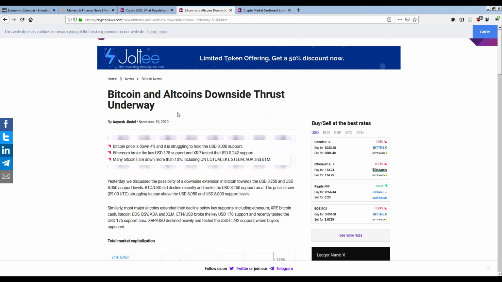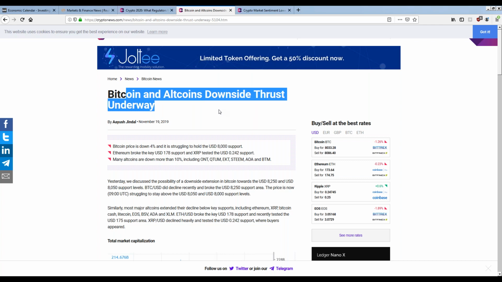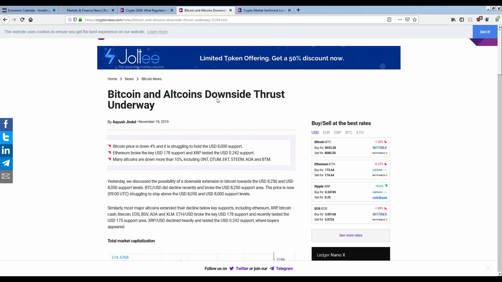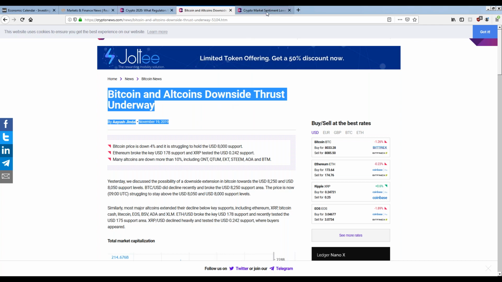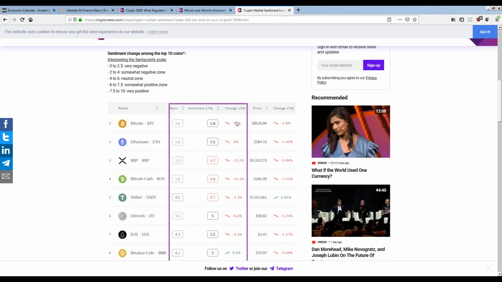And then as we look, Bitcoin and altcoins, being most other coins other than Bitcoin, have a downside thrust underway. So there's some negative sentiment building. As I pull up articles on cryptocurrencies right now, today, they're all negative sentiment. This article is certainly negative sentiment. Here's another one showing sentiment dropped on pretty much all the coins, down 11%, down 6%, down 13%, 12%, etc.